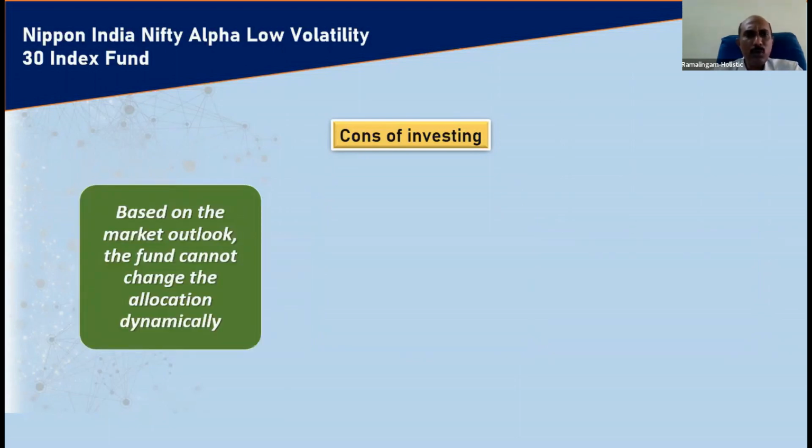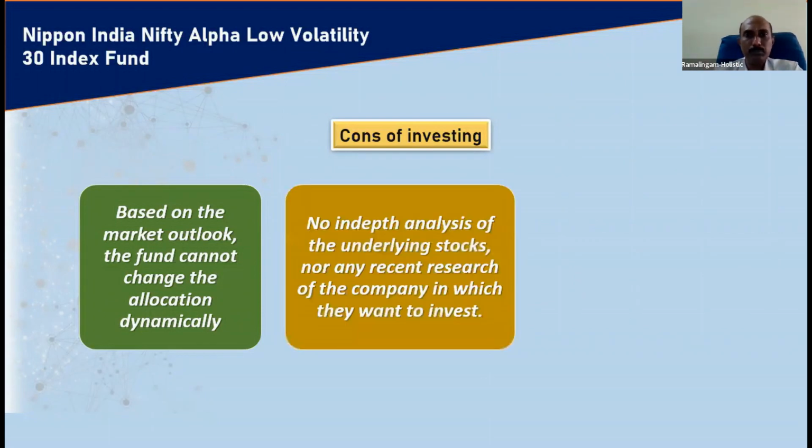Here, the fund manager will not be able to do any dynamic allocation based on the market outlook. If the market outlook seems to be in favor of mid-cap, moving from large cap to mid cap, or if the outlook becomes brighter on large cap, then moving allocation from mid cap to large cap, or within the sector, like changing the allocation based on the market outlook, it is not possible.